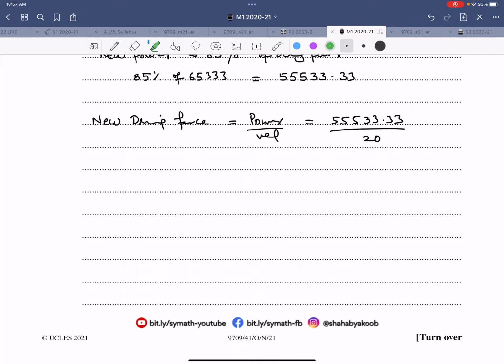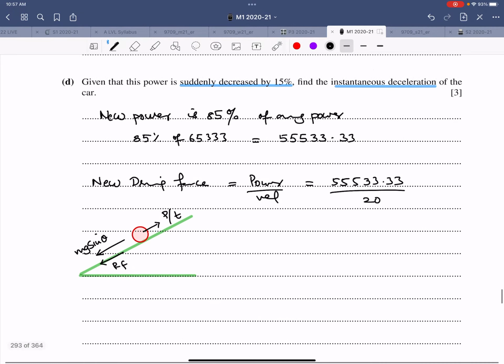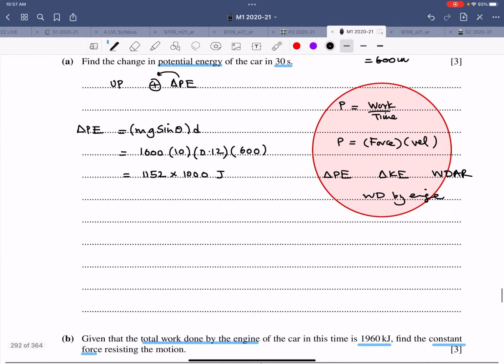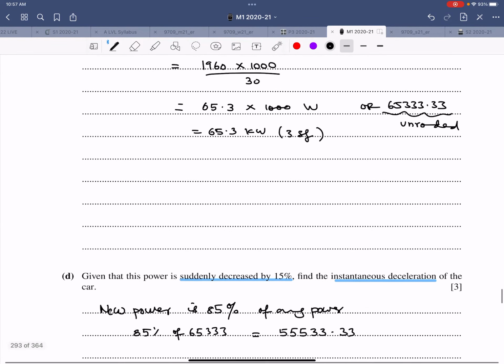So what are the forces acting on it? So this is the particle, and we have the power over time over here. We have mg sine theta, and we have the resistive force. So this needs to be subtracted. So 55533.33 divided by 20 minus mg sine theta, which is 1600 into g into 0.12. So that is 0.12, not 0.012, it's 0.12.